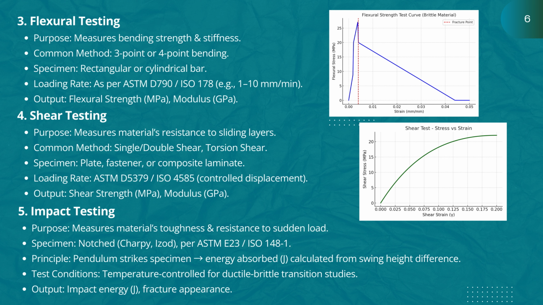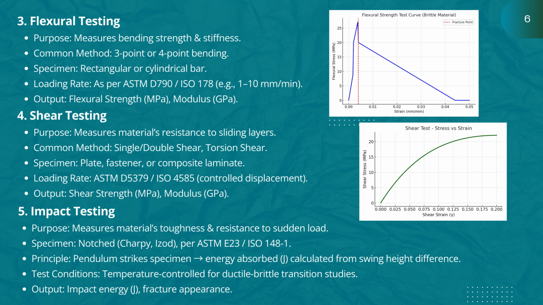If you look at the flexural strength test curve shown here, on the x-axis we have strain and on the y-axis we have flexural stress. For a brittle material, the curve rises steeply to a peak. That's the fracture point, and then drops sharply because the sample breaks quickly after reaching maximum stress. From this test we get two main outputs: flexural strength in megapascal and the modulus, which tells us the stiffness.